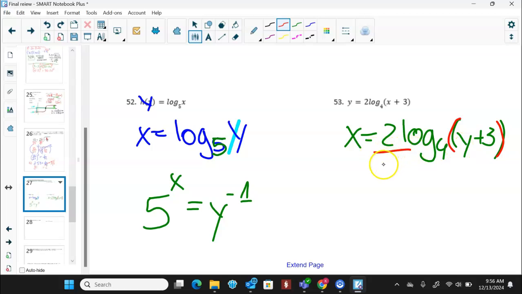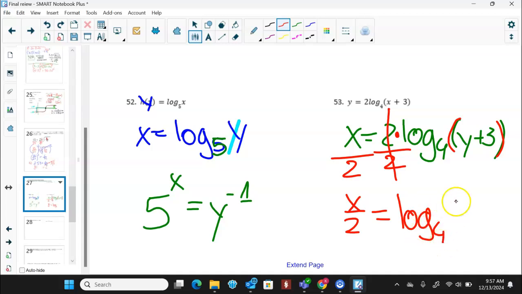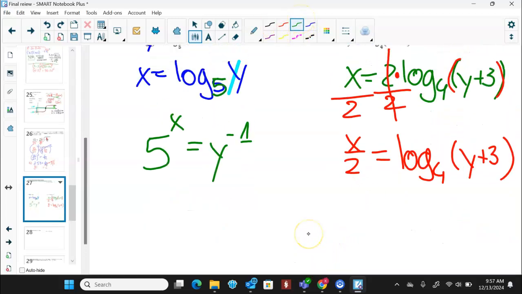Now again, how do I know if I add, subtract, or divide? There is no plus or minus in between. That means I am multiplying, so the inverse operation of multiplication is division. So you're going to divide both sides by 2. This becomes now x over 2 equals, you've got a log, your base is 4, and the body is y plus 3. Now a log is by itself, so you are ready to convert it into an exponential function.